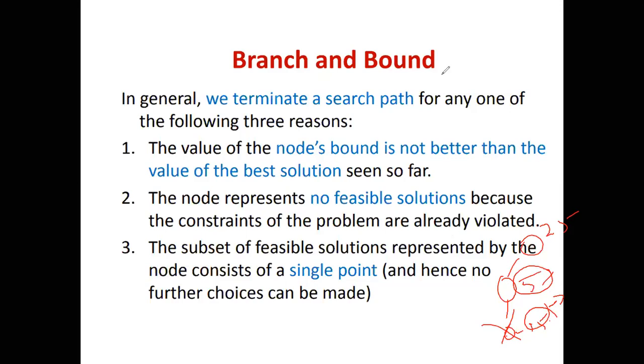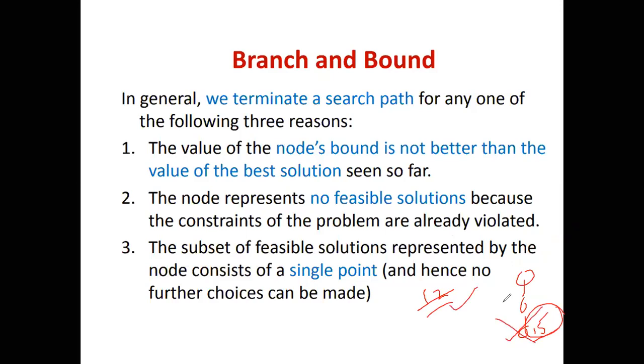Is this concept clear? Okay, this is one of the reasons. The other reason is if there is no feasible solution because the constraints are already violated. For example, in the case of knapsack, suppose the value you got is 15, but the bag's capacity is only 12. It exceeds the constraint, so in such a case you are going to stop this particular search path. That is what the second point says: the node represents no feasible solution because it already violates the given constraint. In the case of knapsack, the given constraint is that the total weight of the objects you have filled should not exceed the bag's capacity.